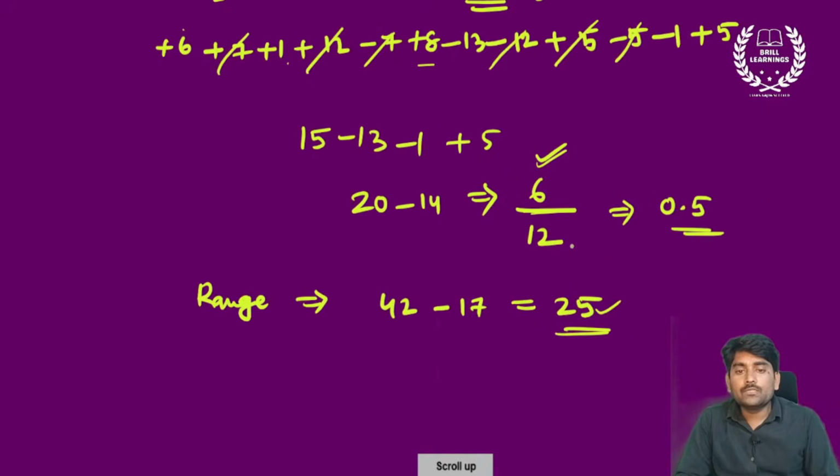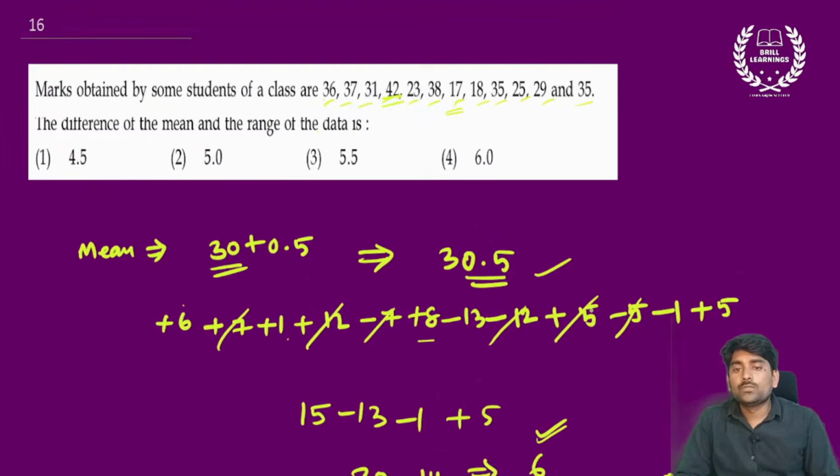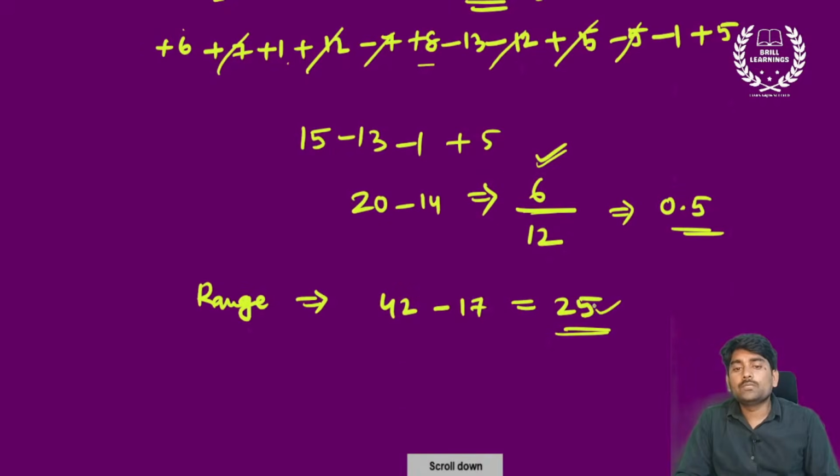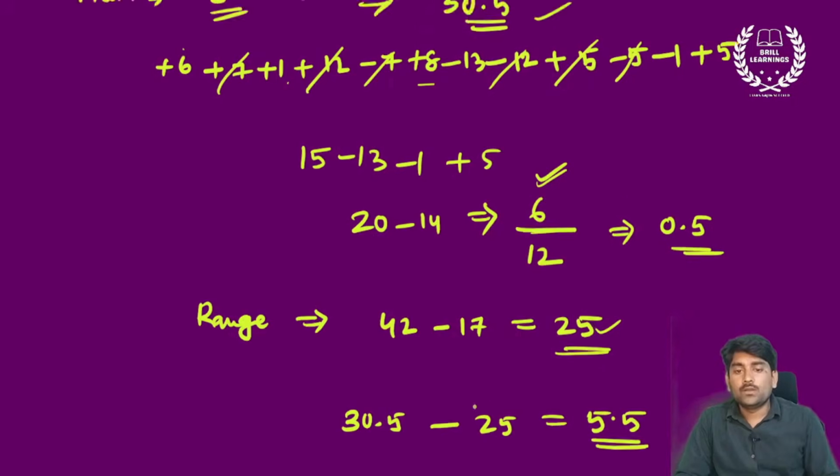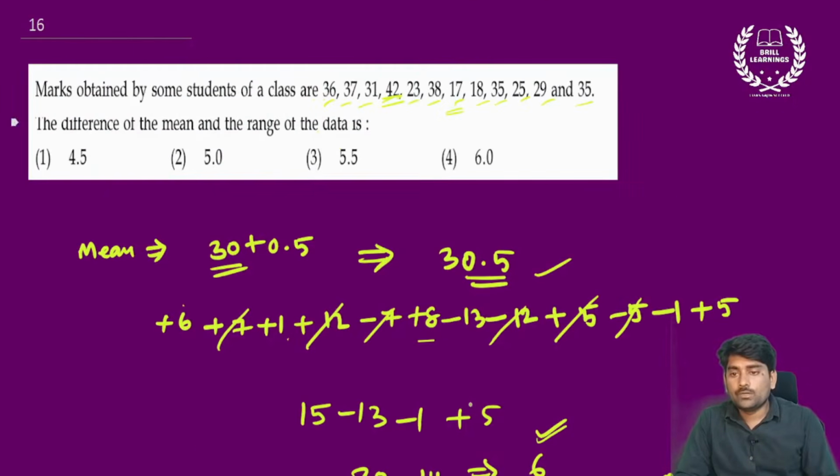Now take the difference of these two values. That is our question. So 30.5 minus 25, which gives us 5.5. This is our answer. So third one is the right answer. Let's move on to the next question.